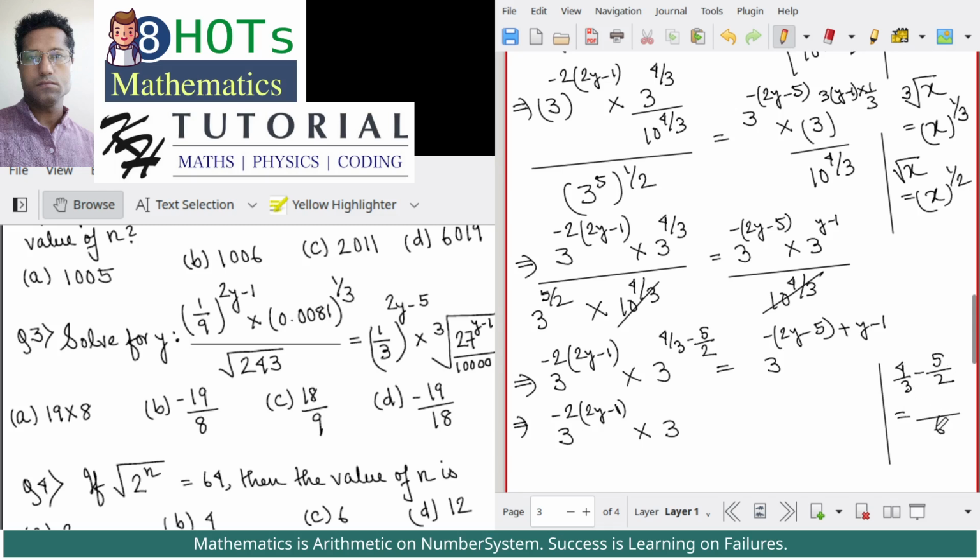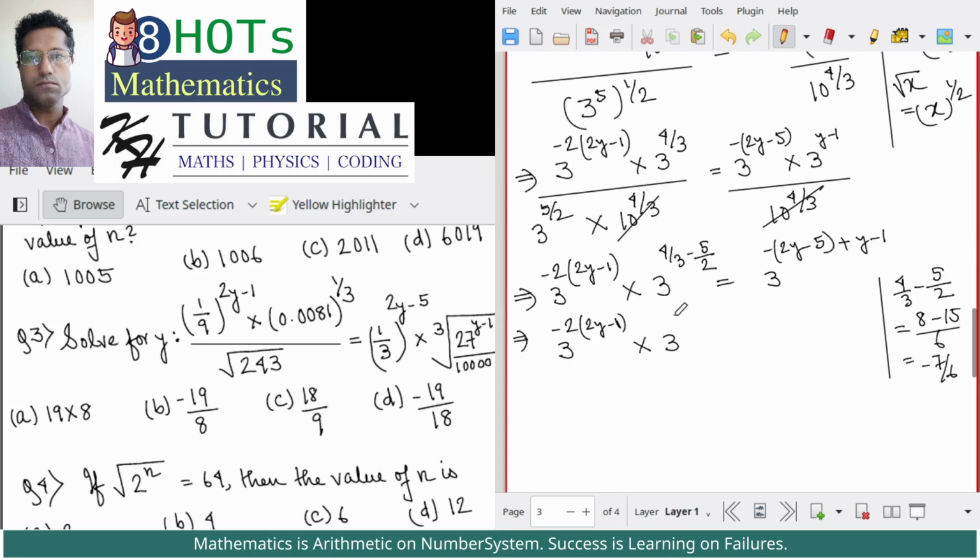This is 6. 8 minus 15, this is minus 7 by 6. So this is minus 7 by 6. We are having 3 to the power, if we simplify the power on the right hand side, it becomes minus 2 plus y, which is minus y, and plus 5 and minus 1, so plus 4.